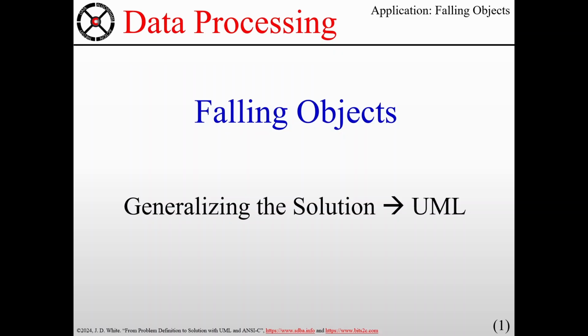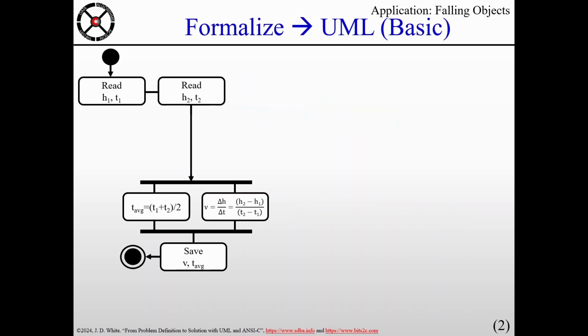We went through the UML. Remember the following object is dropping with gravity. And we basically came up with this sort of UML, right? Our first UML is we read H1, T1, read H2, T2. Then we needed to calculate the average. We also calculated the velocity, delta H over delta T. And then we saved or wrote down V and T.